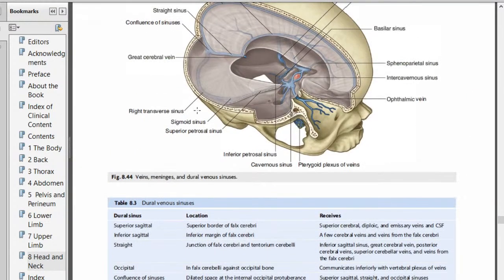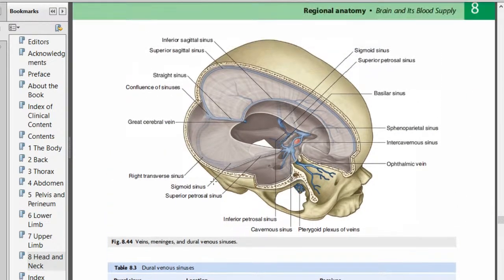I need to go to figure 8.44. So we'll be seeing all the figures. We talk about the superior sagittal sinus, the inferior sagittal sinus, and the straight sinus. There is the confluence of sinuses, which is basically the meeting point of the superior sagittal sinus and the straight sinus.